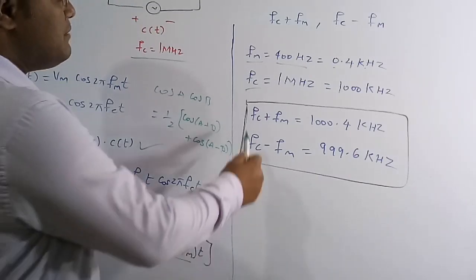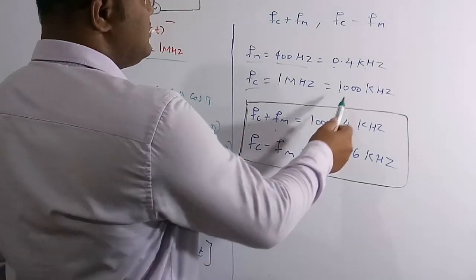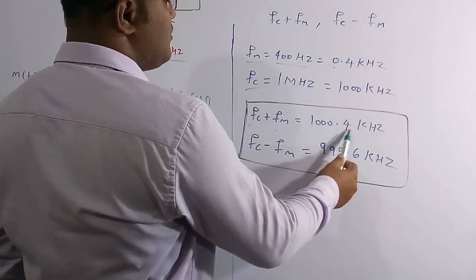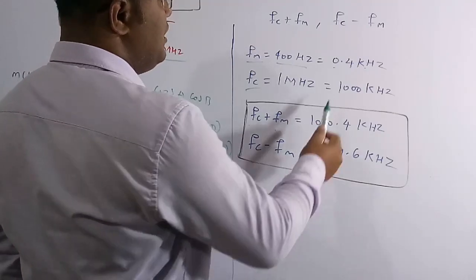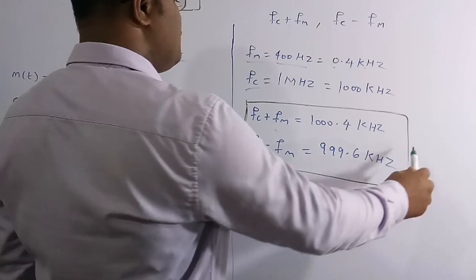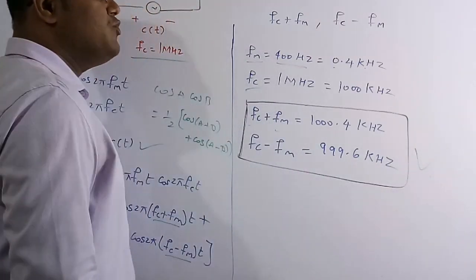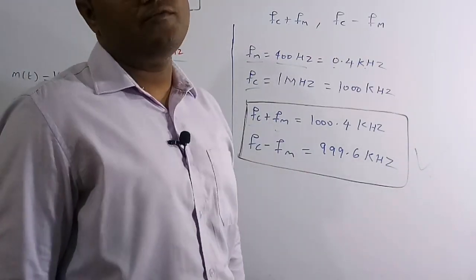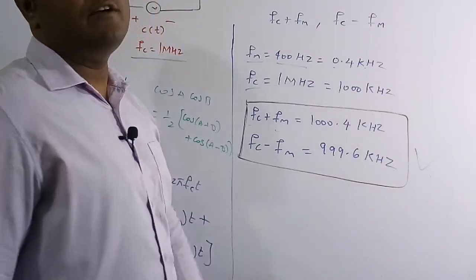Now Fc plus Fm is nothing but you add Fc and Fm, and we get 1000.4 kilohertz. Similarly, Fc minus Fm, if you do the subtraction, we get 999.6 kilohertz. Therefore these are the two frequency components which are going to be present in this output S of t DSB. So this is the correct solution of this question.